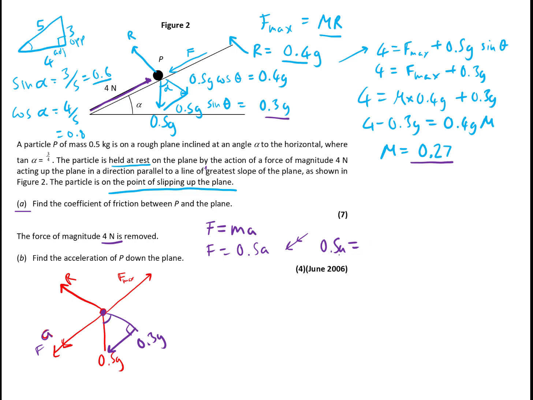So 0.5a is going to equal 0.3 g, because that's all we have acting this way, minus the F max, the force going this way. Now what is F max? F max equals mu r. So we need to find out what r is.